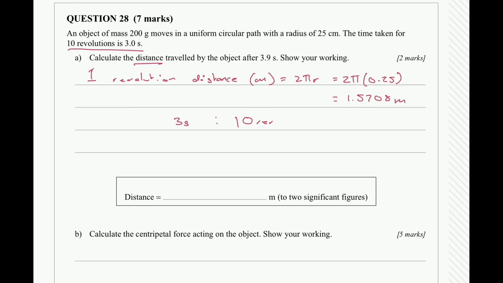If you go for 3.9 seconds, I want to know how many revolutions you do. To get from 3 to 3.9, you're timesing it by 1.3. So what you do to one side, you do to the other, times by 1.3. I get 13 revolutions. I know that one revolution is equal to 1.5708 meters. So I'm going to times that by the 1.5708 meters. That ends up getting me 20.42 meters. So my answer to two significant figures is just going to be 20. So I'll change color, 20 meters.